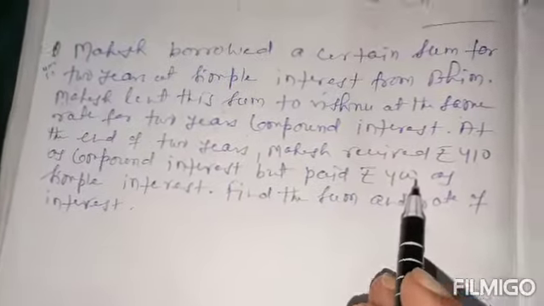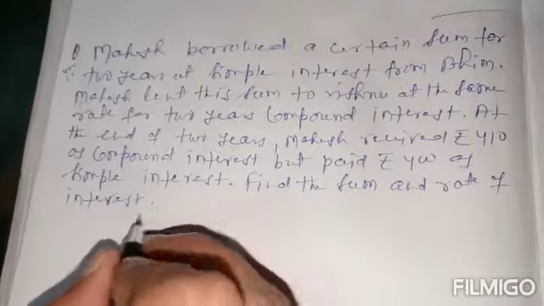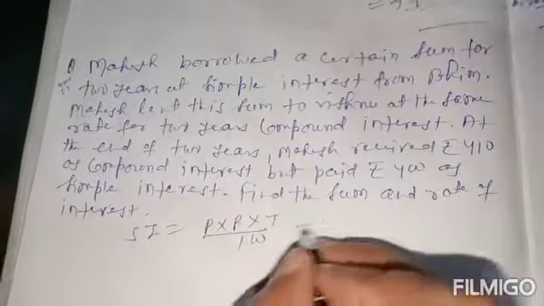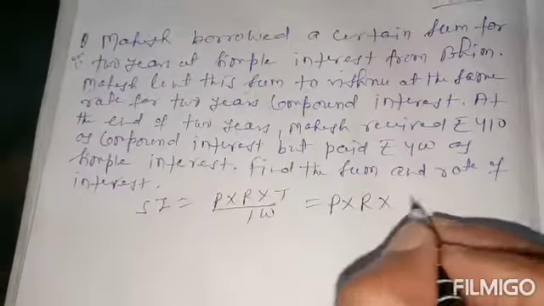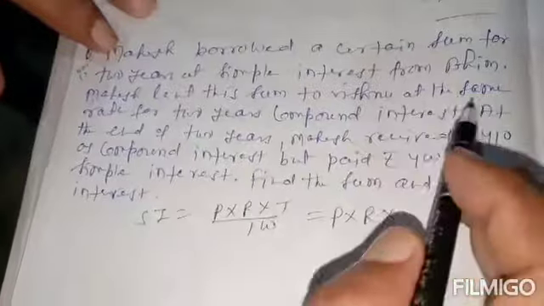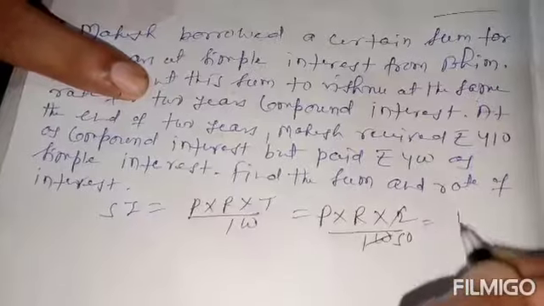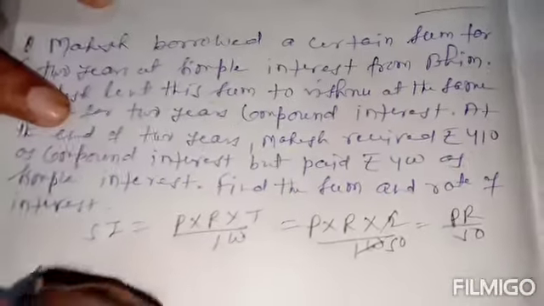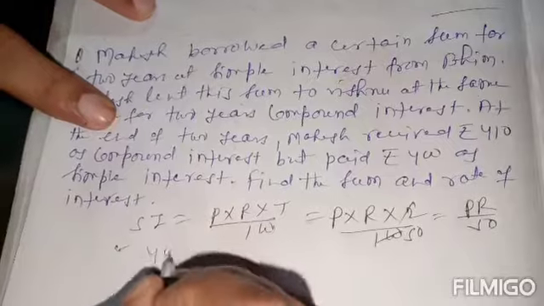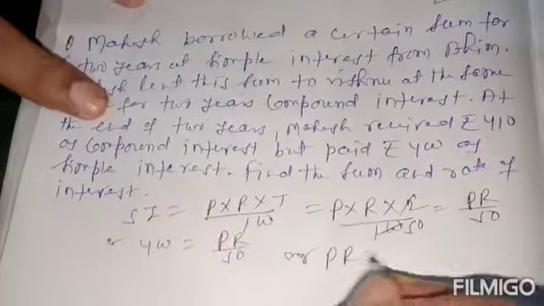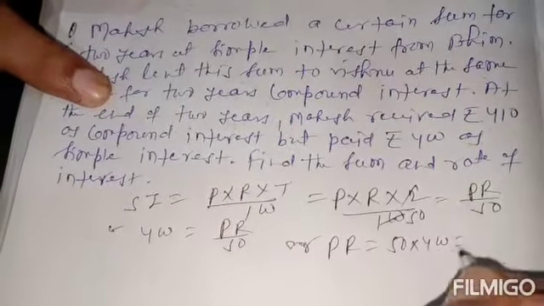So here the simple interest is 400, the principal is not known, and the rate is also not given. So SI is equal to, we know, P into R into T by 100. P is not known, R is also not known. Time is 2 years, so 2 by 100 means PR by 50. SI is given as 400, equal to PR by 50, so PR is 50 into 400, which is 20,000.